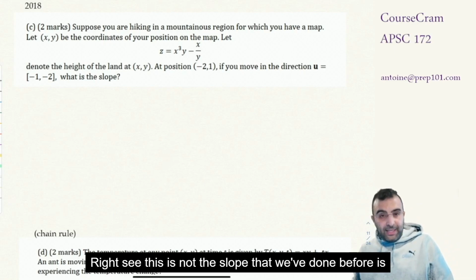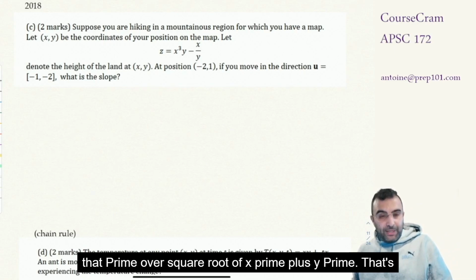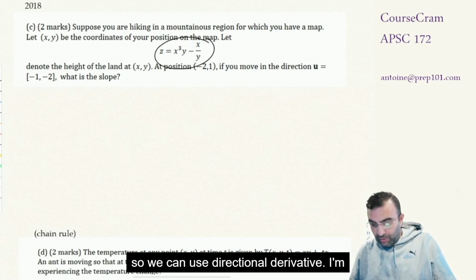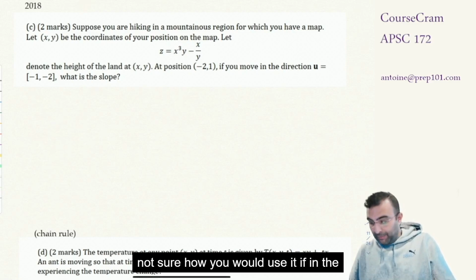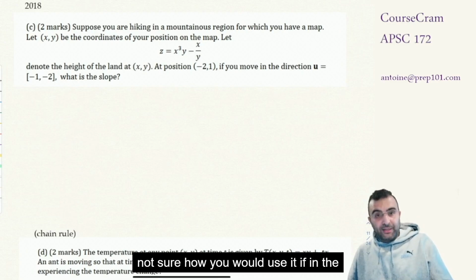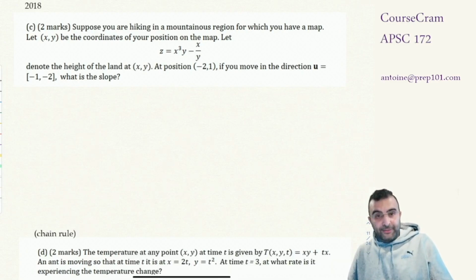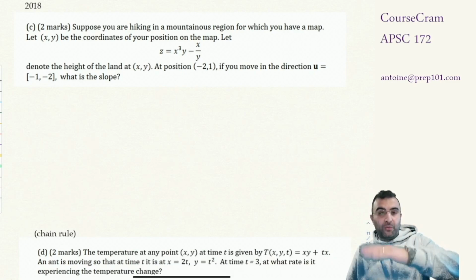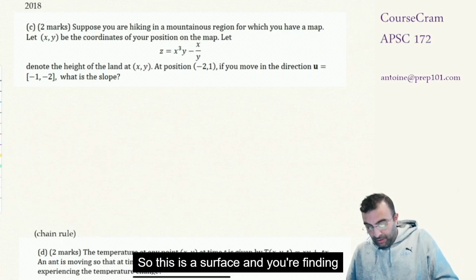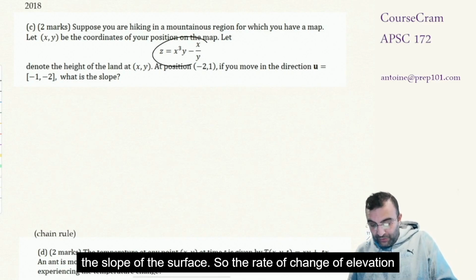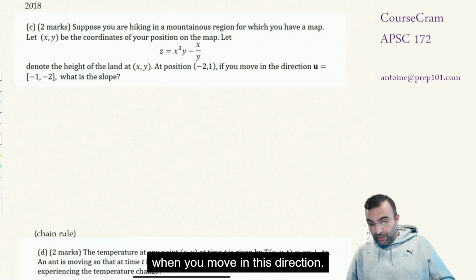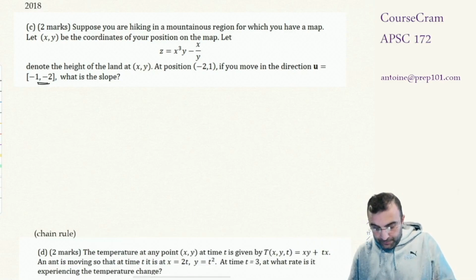Right? See, this is not the slope that we've done before, z prime over square root of x prime squared plus y prime squared. It's the same, it's just here we have the function, and so we can use the directional derivative. I'm not sure how you would use it in the other function, because you don't have a curve here, right? This is a function that's giving a slope. So this is a surface, and you're finding the slope of the surface. So the rate of change of elevation when you move in this direction.